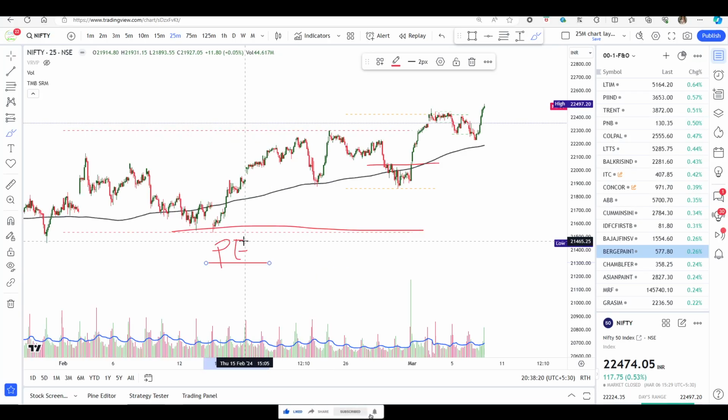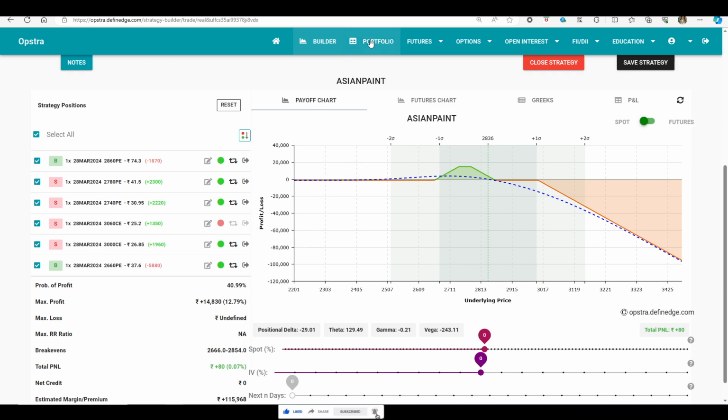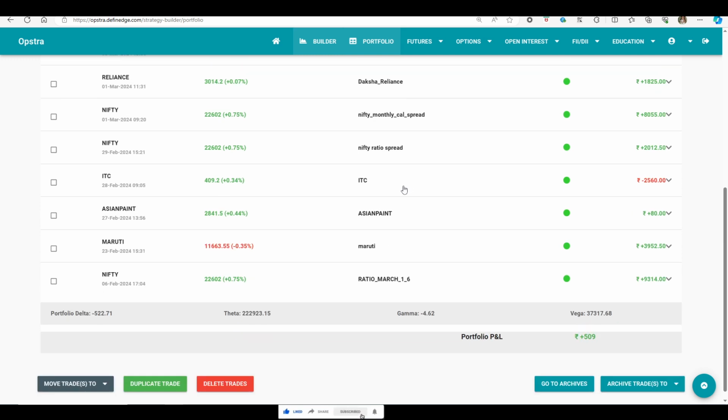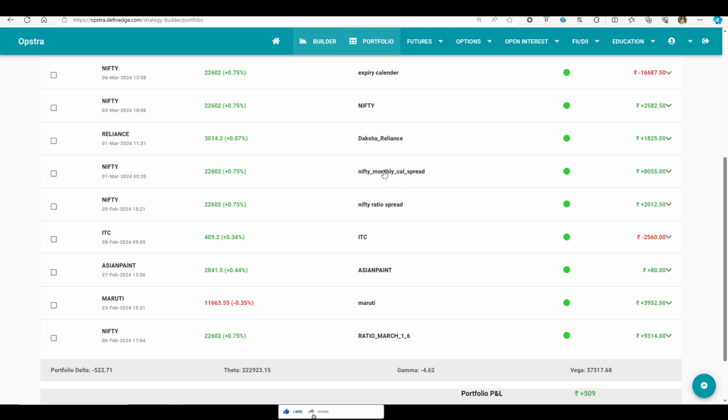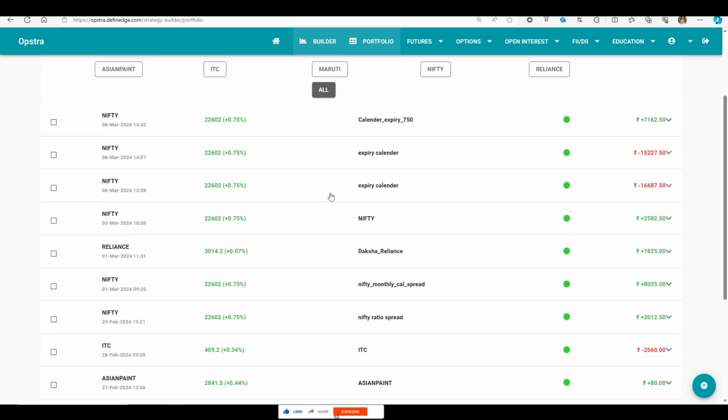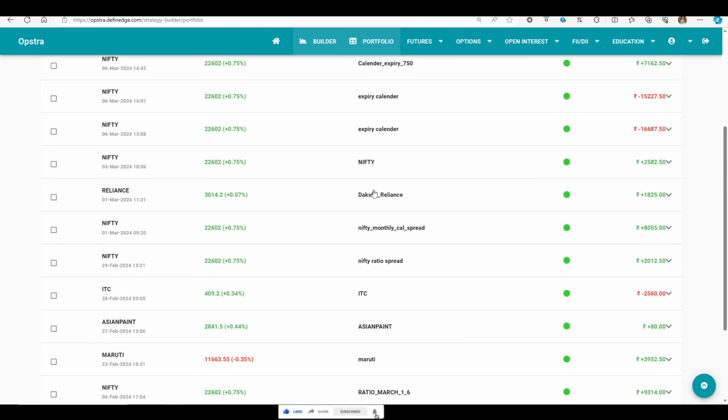What is the strike selection? 21,500 is the strike selection. In this month also, I made the strategy. I will show you. All these are my strategies. See, on the same strike prices, I built multiple strategies. So I run one of the strategies in my wife's account.